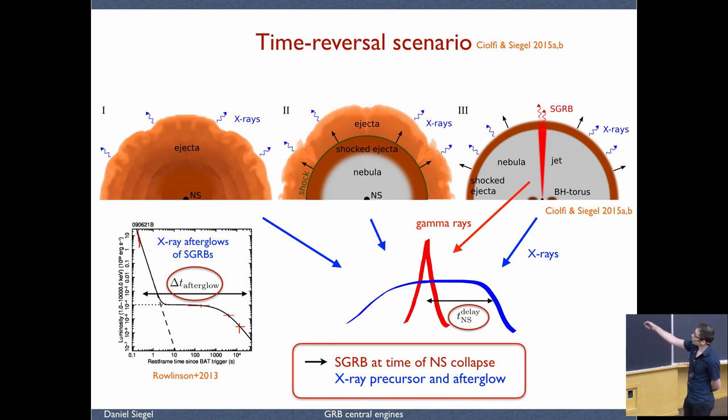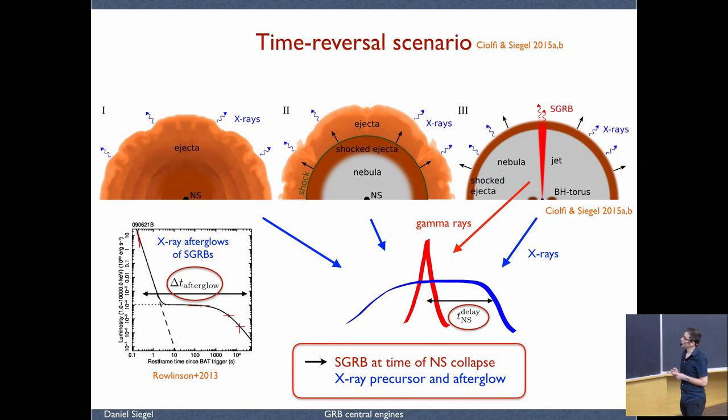And so it already produced some emission, as you can see there in the sketch, prior to the prompt gamma rays. And finally, once the jet is launched and the short GRB is produced, there's still a lot of energy stored in this nebula that has to diffuse out of the nebula and the ejecta shell on much longer timescales. If you compute the basic diffusion time for photons from this nebula out of the nebula and the ejecta shell, that diffusion timescale is on the same order as the typical observed durations of these afterglow plateaus.